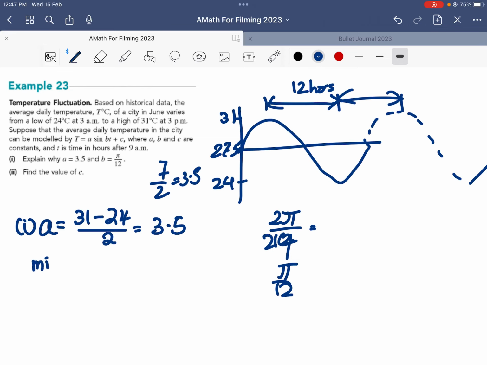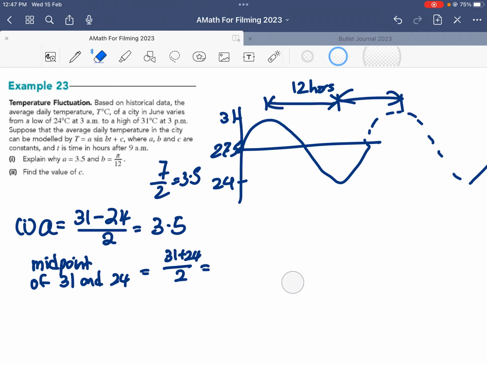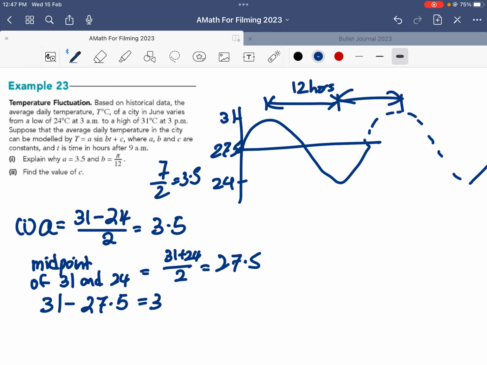Okay, so I find the midpoint of 31 and 24. So the midpoint is 31 plus 24 divided by 2. What I get here is 27.5. So if I know that the midline is 27.5, I can take 31 minus 27.5. I also get 3.5. So my A value is also 3.5.